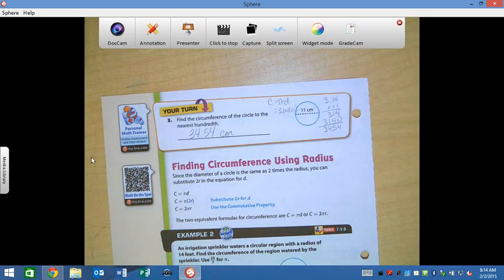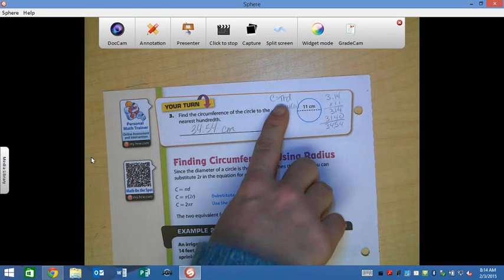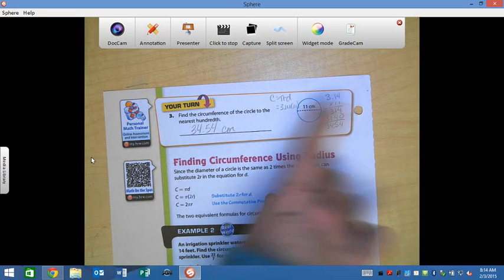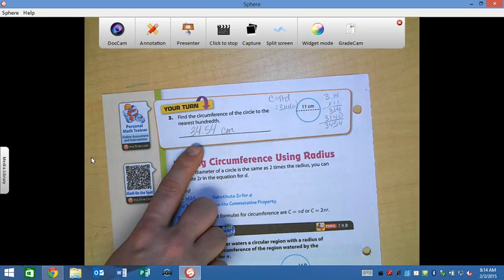So, number 3 says, find the circumference of the circle to the nearest hundredth. Once again, we're putting in 3.14 for pi. So, we're going to plug in. We have circumference equals pi times diameter. We substitute our numbers, so 3.14 times 11. This is all of my work over here, and I end up getting 34.54 centimeters.